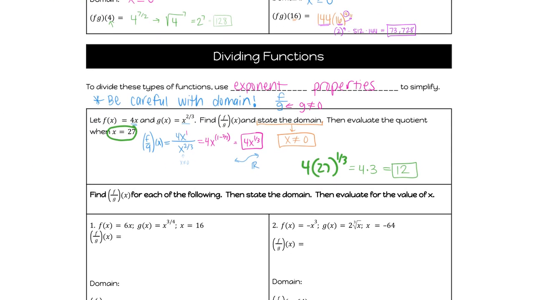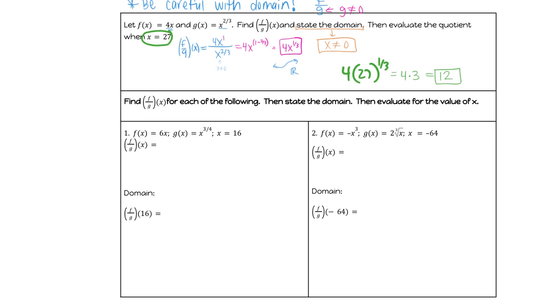Okay, so that's how we divide functions. Just be really careful with that domain. We cannot have values for x that would allow us to get a 0 in the denominator. All right, last two examples here with division.